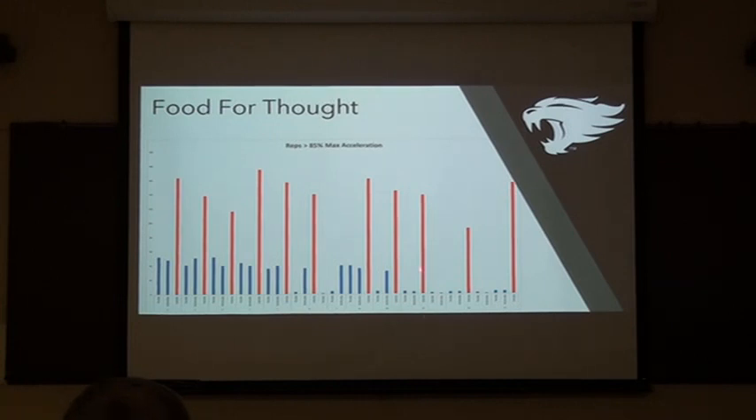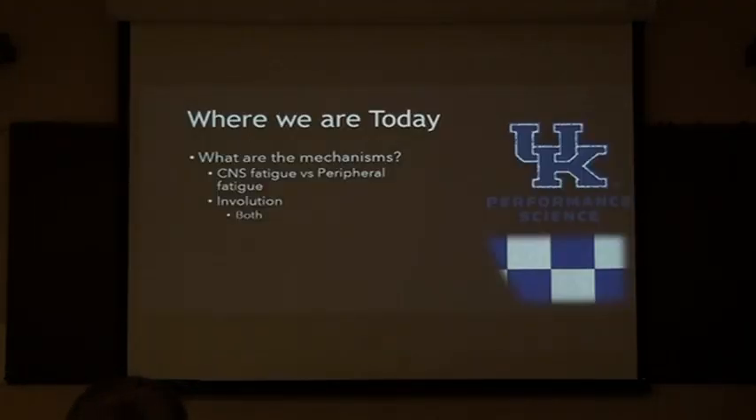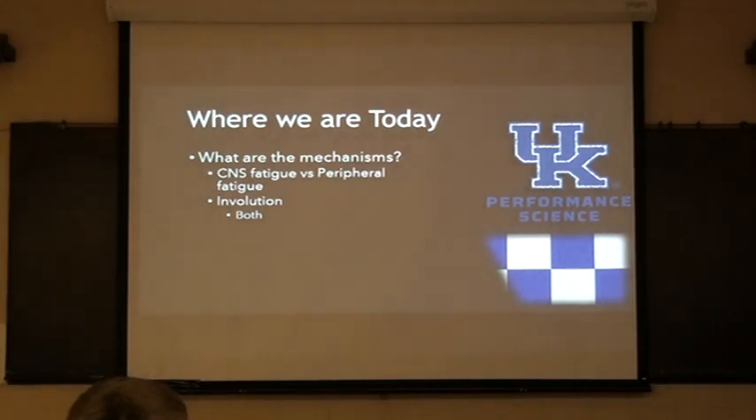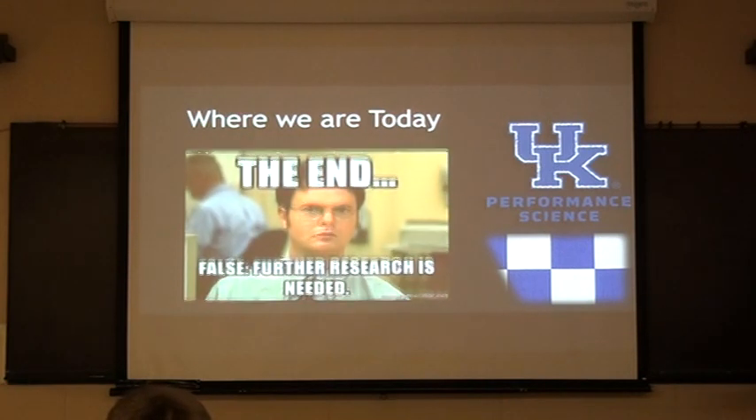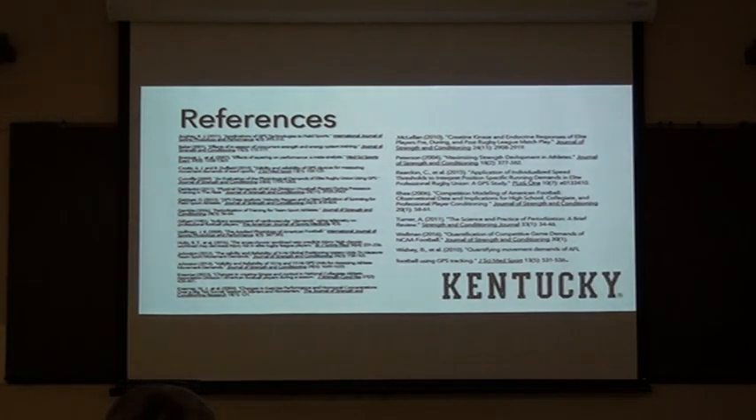So that's telling me we're not stimulating that pathway. We might have some detraining going on, which would explain the decrease in max acceleration over the course of the season and why we seem flat every single week we come out after the bye week. So, what are the mechanisms? This is kind of where we're at today. Is this central nervous fatigue? Is it peripheral fatigue? Is it involution, or a little bit of both? We don't know. In the end, we just need more research. So, those are my references.